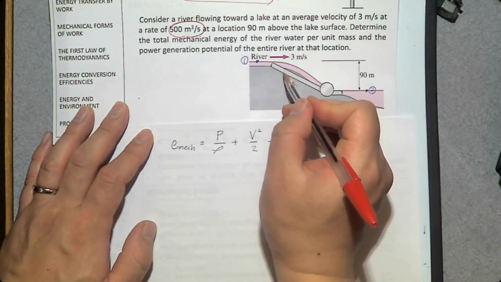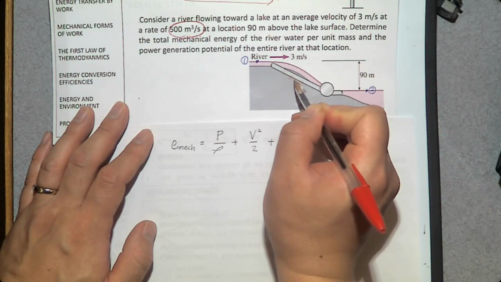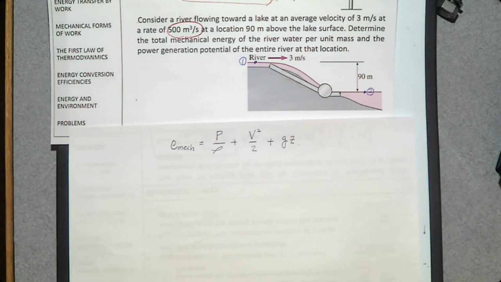You can also select many different locations, but you need to know these properties at each location. So the easiest is going to be when you select the surface of the river and the surface of the lake, because if you go deep, we have no idea about the pressure. If you are at the surface, then you know the pressure is going to be the atmospheric pressure. So you can neglect the first term.